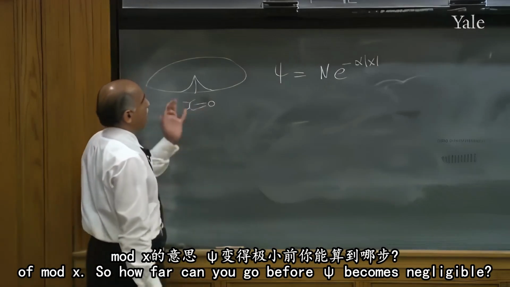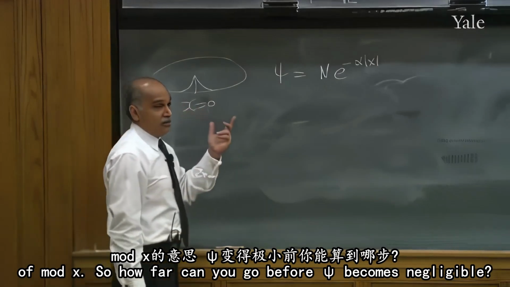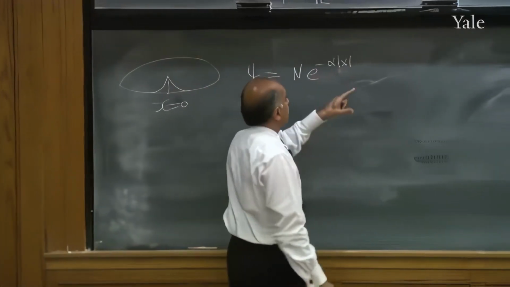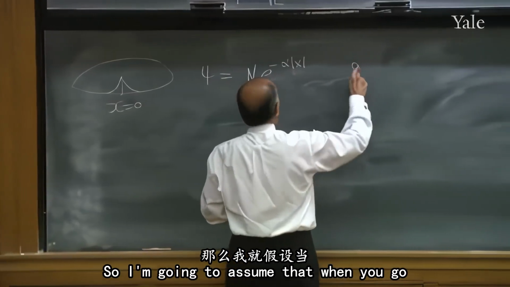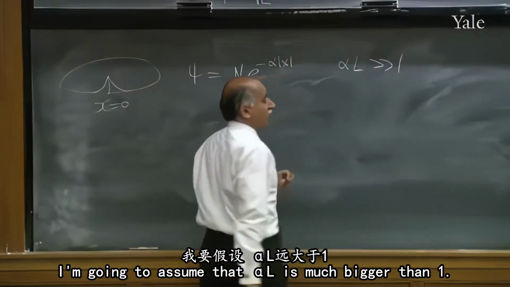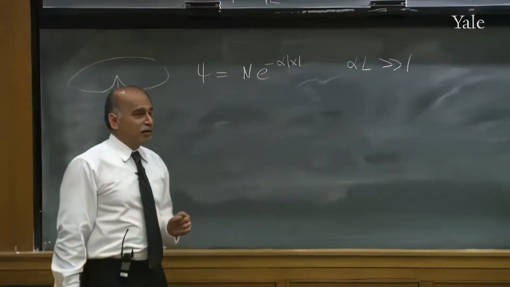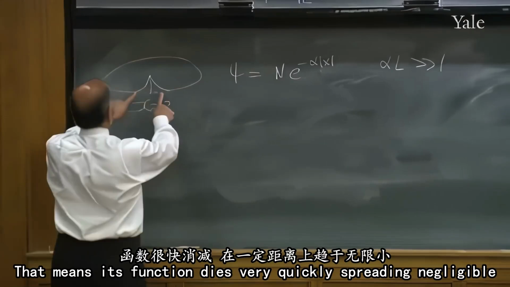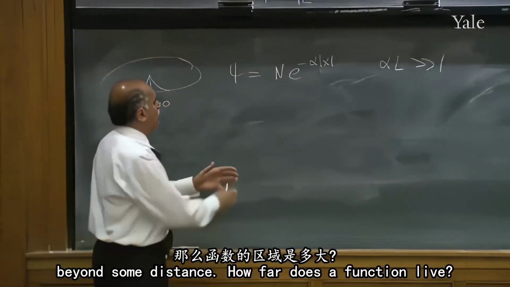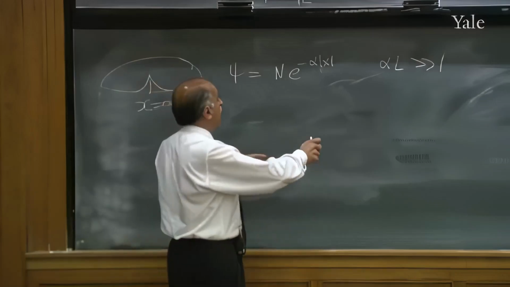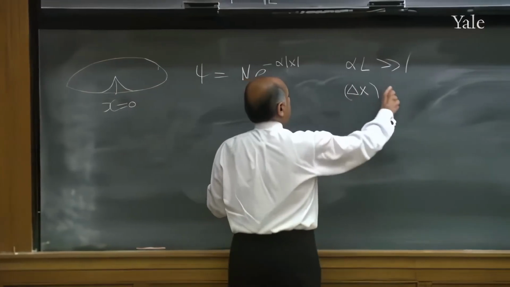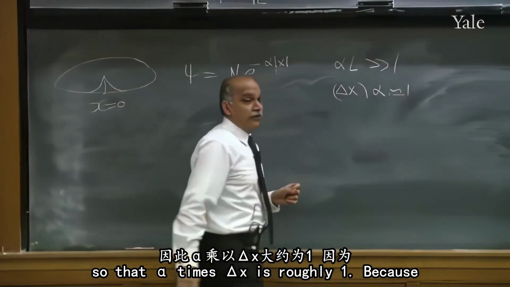So how far can you go before psi becomes negligible? Well, that's when e to the minus x is a big number. So I'm going to assume that when you go all the way around half the circle, alpha L is much bigger than 1. That means this function dies very quickly. It's pretty much negligible beyond some distance. How far does the function live? Roughly speaking, you can go a distance delta x, so that alpha times delta x is roughly 1.